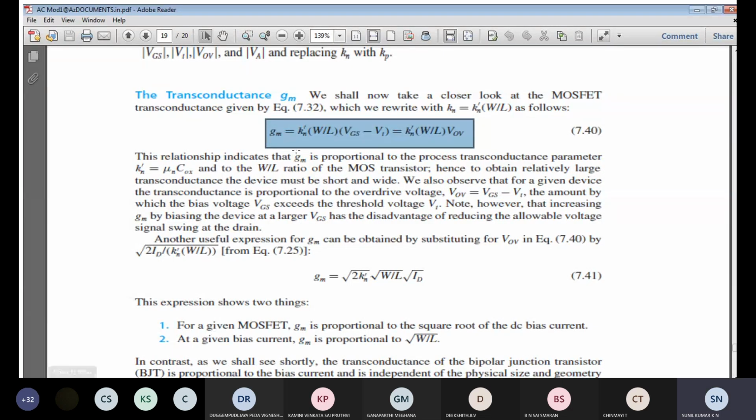Okay. So how are we going to start? Start with the normal transconductance expression: K dash W by L into VOV. After that, you are going to substitute the value of VOV.